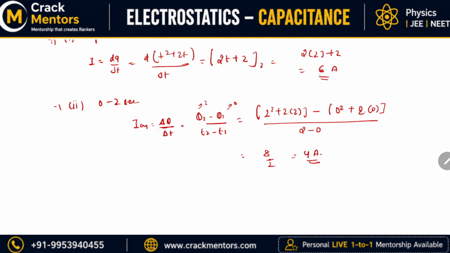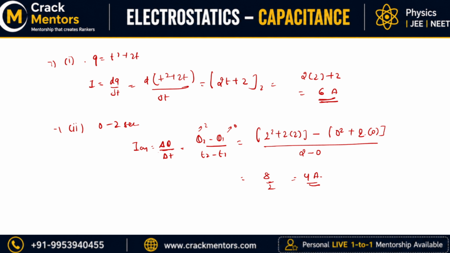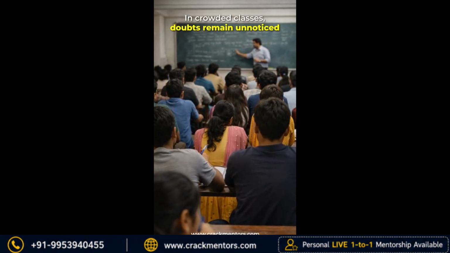So at 2 seconds I was having 6 ampere, but during 2 seconds I was having 4 ampere. This is very important, to read the question carefully, whether the question is asking me at or in. If the question says at, you are being asked the instantaneous value, but the moment you see in, you are being asked the average value. Got it?